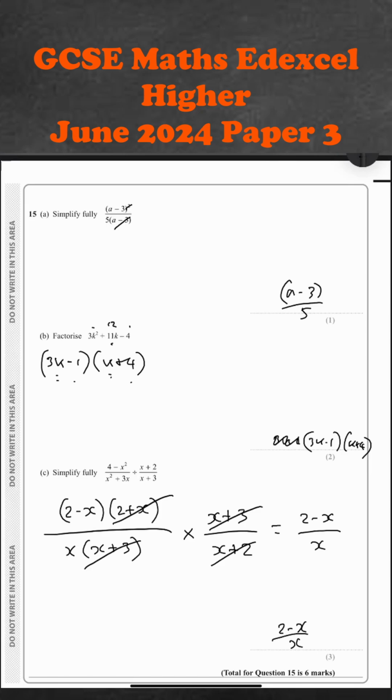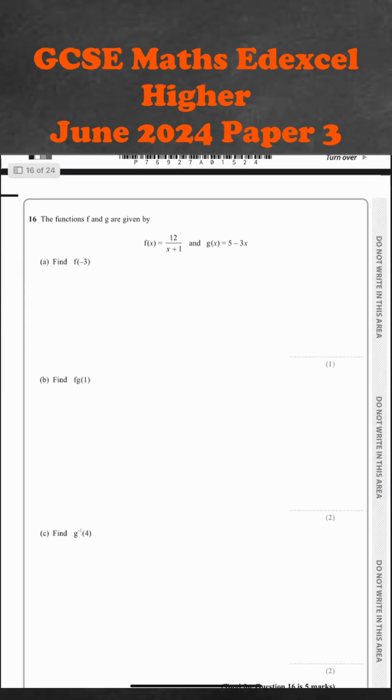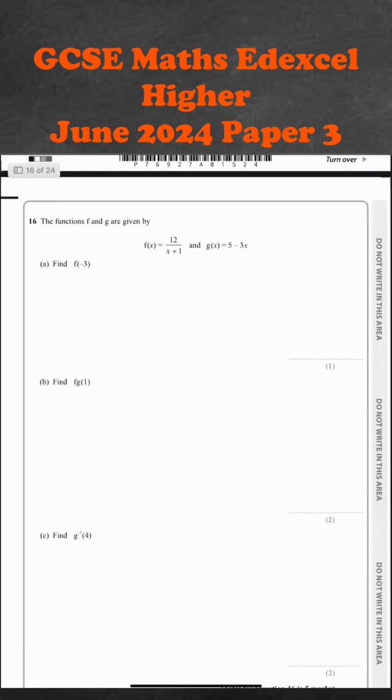Question 16. The functions f and g are given by f of x equals 12 over x plus 1 and g of x equals 5 minus 3x. Part A, find f of minus 3. It's going to be 12 over minus 3 plus 1, which is 12 over minus 2, which is just minus 6.